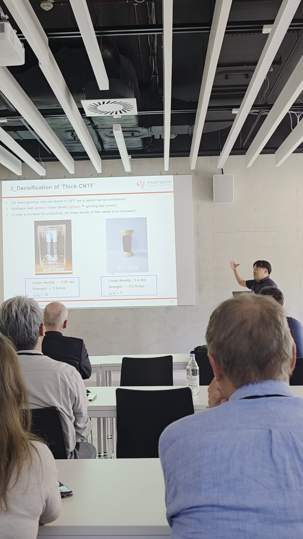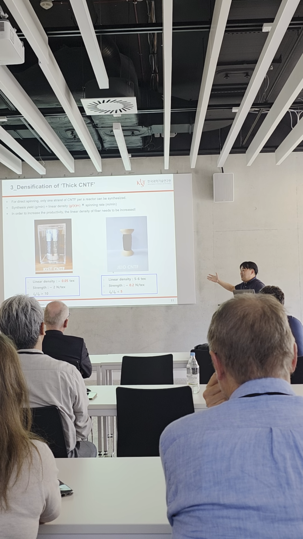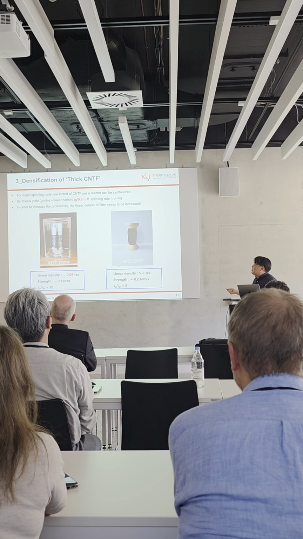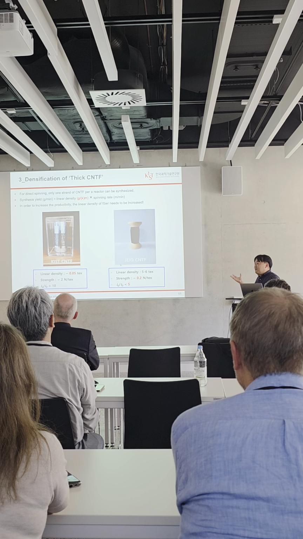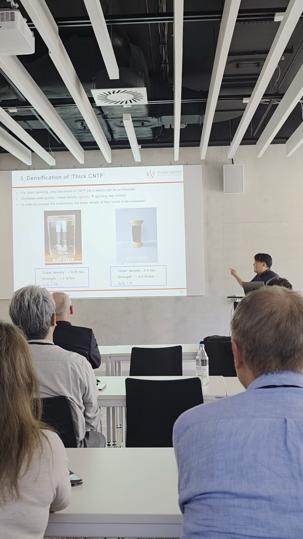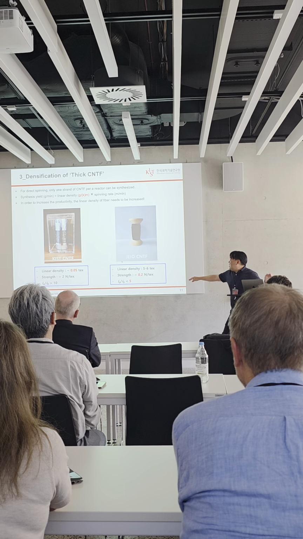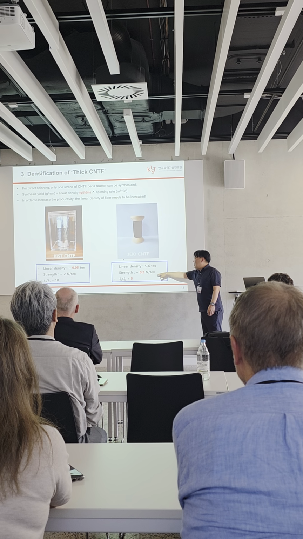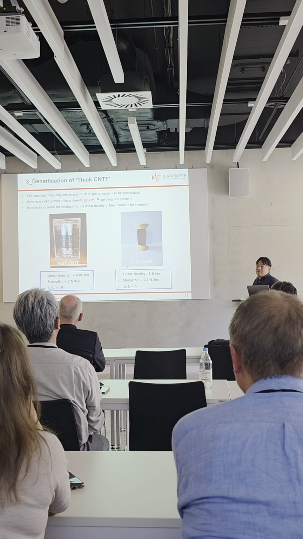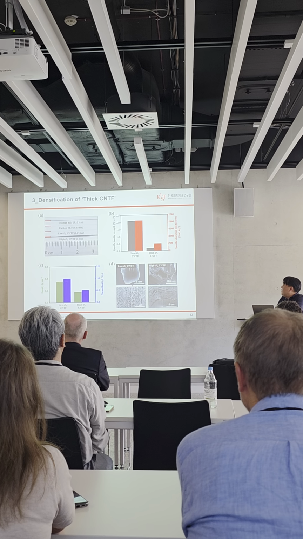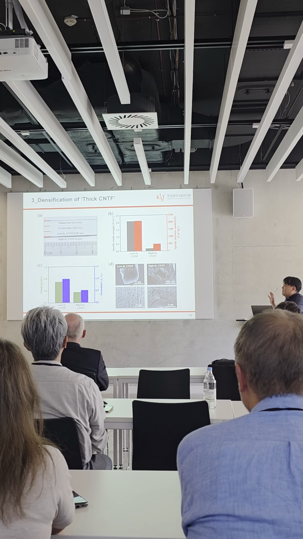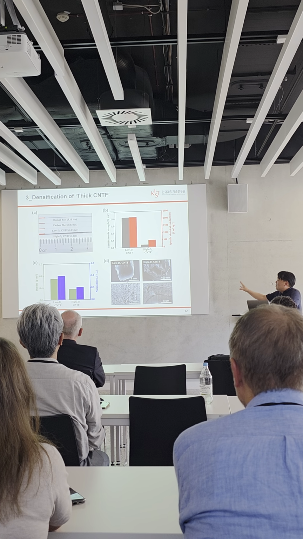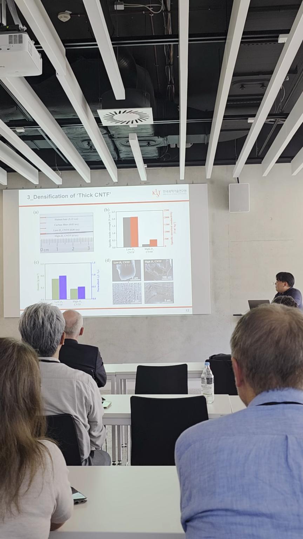Then the reaction time is reduced, and the synthesis yield is decreased. So a possible way to increase the productivity of the direct spinning fiber is to increase the linear density. We successfully increased the linear density by more than 100 times, but the strength decreased, and the properties of the CNT also decreased. So we decided to adopt our CSA densification method for the high linear density fiber.